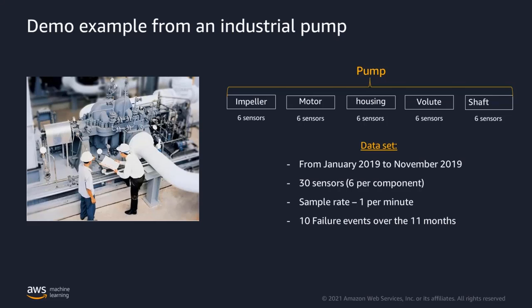Now, I don't have a class for every single one of those failure events, so we're not saying that this one's cavitation, this one's misalignment, or anything like that. We're just saying here is a behavior of this equipment that was known to be abnormal inside of a given time range.